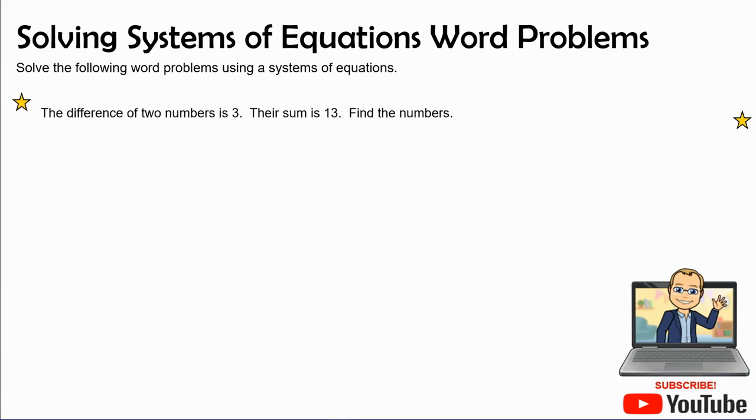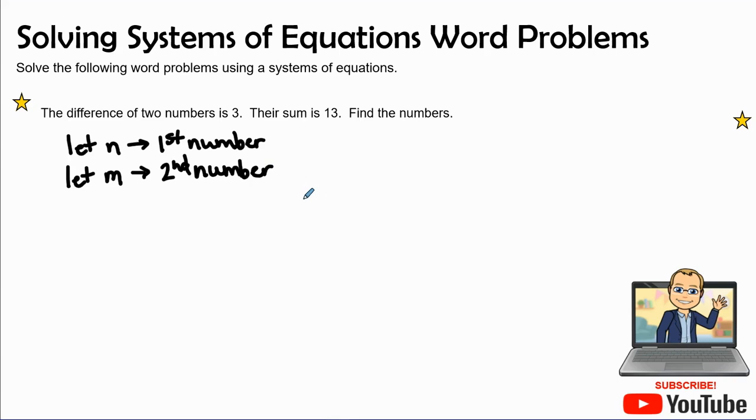So we are going to use two variables. Let's read the problem first. The difference of two numbers is 3. Their sum is 13. Find the numbers. So it looks like we have to find two numbers. Today we're going to let the first number be the letter N, and we're going to let the second number be represented by the letter M.